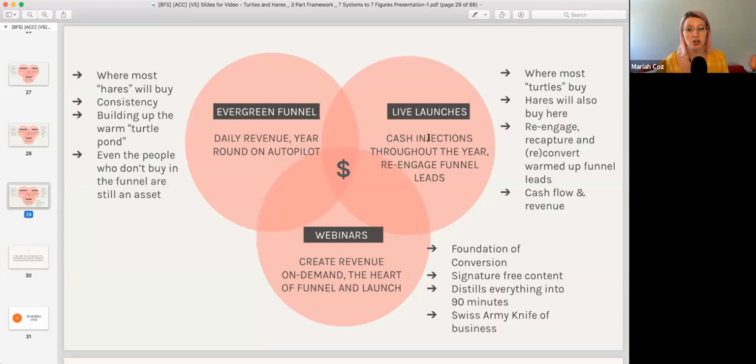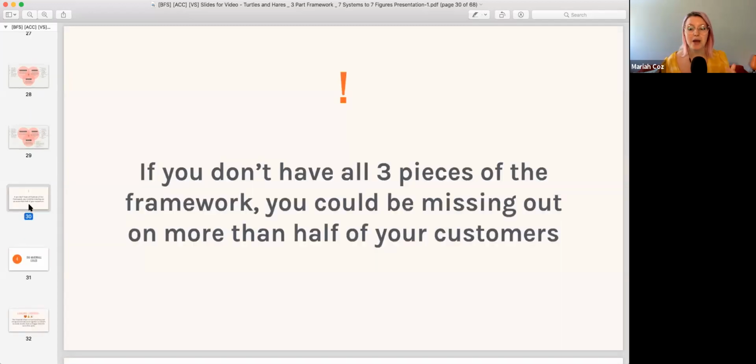And the same thing with a turtle. If you don't have live launches, then you're basically telling the turtles, I just have no way for you to buy from me, and I'm not going to make you an offer that applies to you, right? So that's why we need to make sure that we have all the pieces.